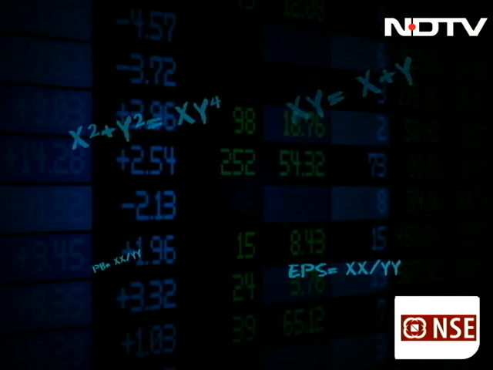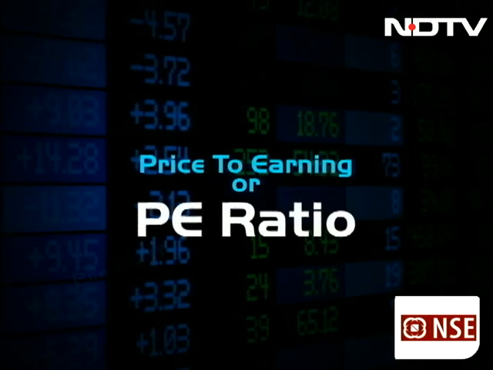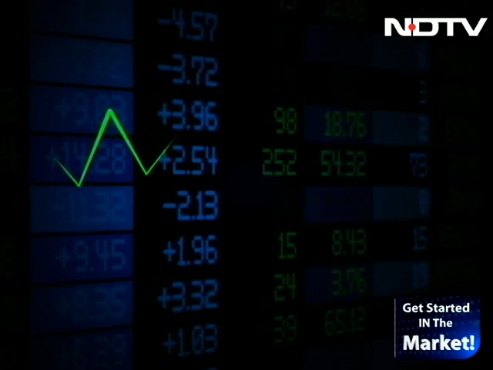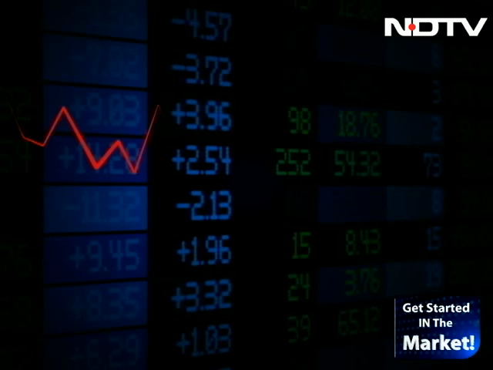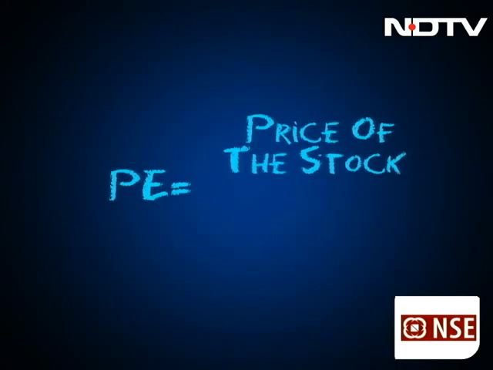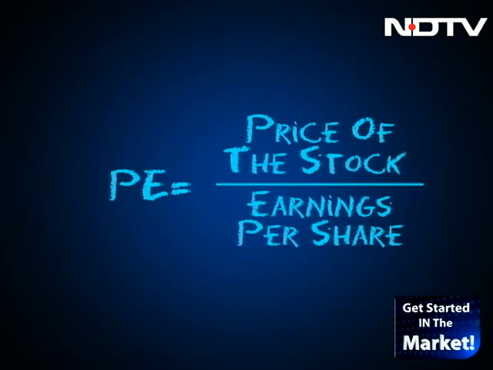Another financial ratio commonly used to judge the valuation of a stock is the price to earnings, or the PE ratio. This gives an indication of what price the market is willing to pay for the company's earnings. And this is calculated by dividing the price of the stock by its earnings per share.